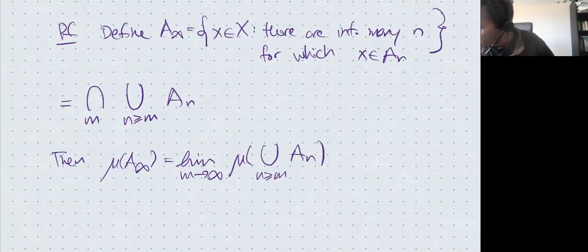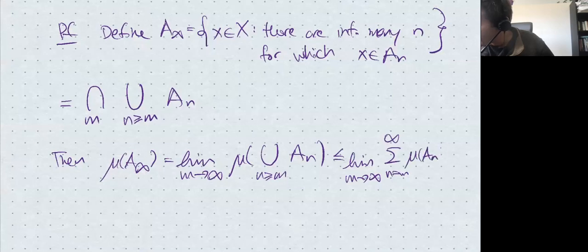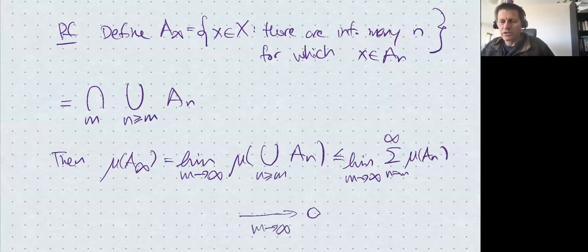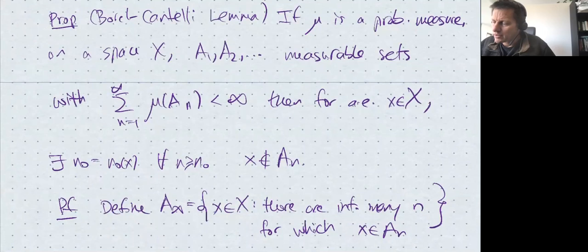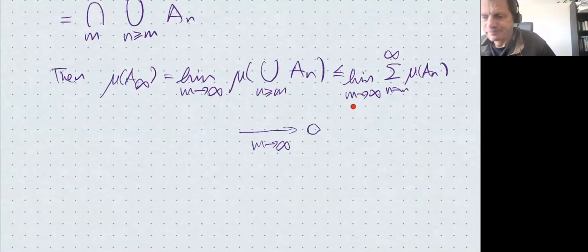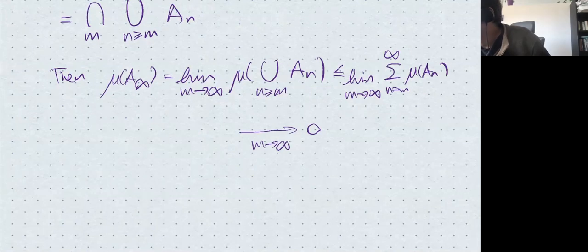subadditivity, this is less than or equal to the limit as m tends to infinity of the sum from n to infinity of mu of A_n. And this right-hand side is the tail of a convergent series. We assumed that this series converges, and so its tail goes to 0. This is precisely this tail. Okay, so that's the proof of the Borel-Cantelli lemma, which is standard.